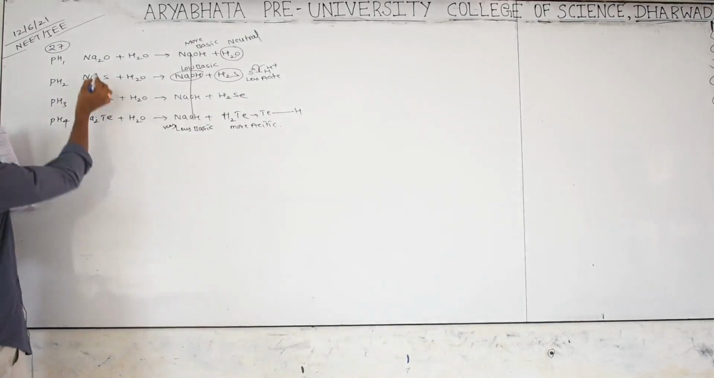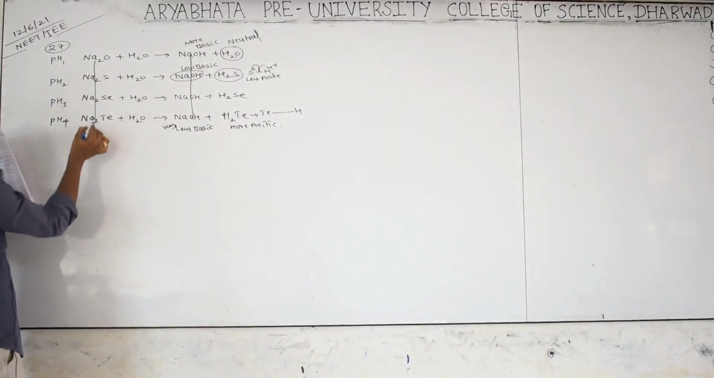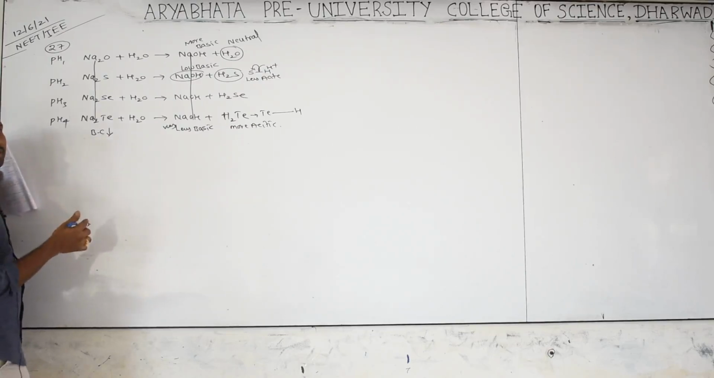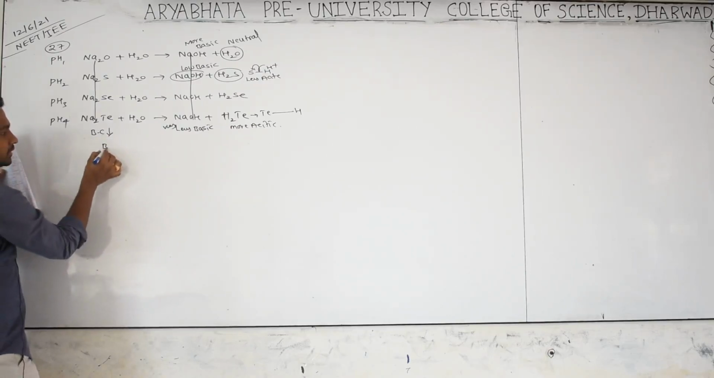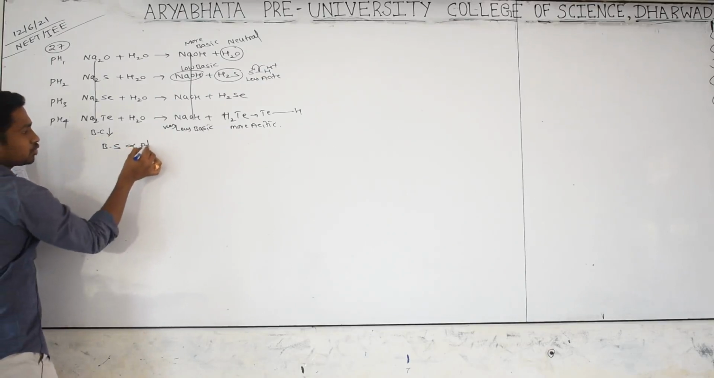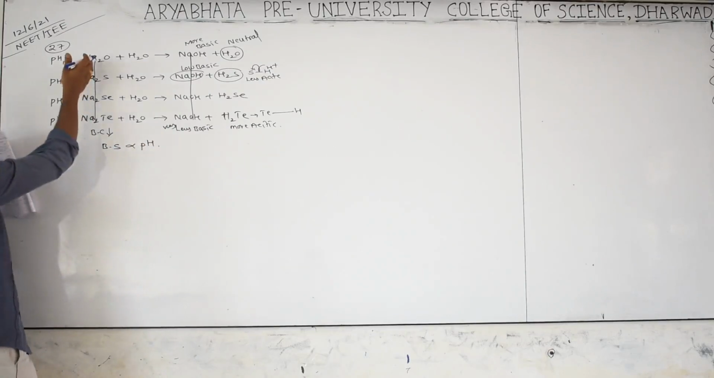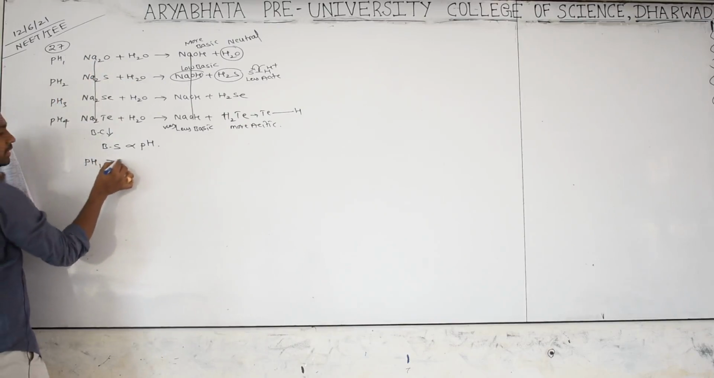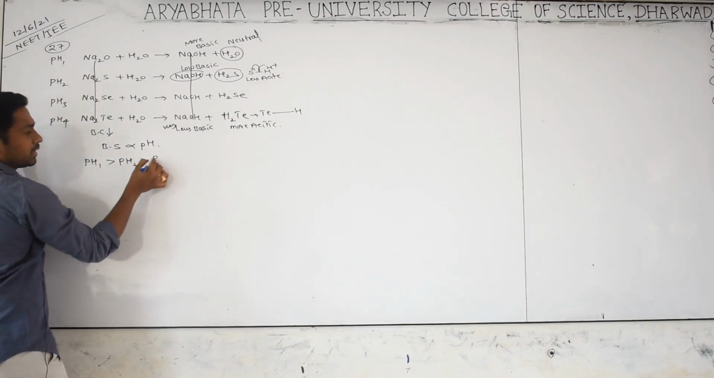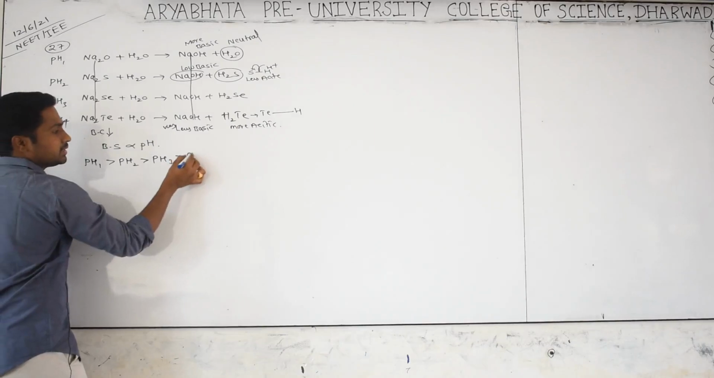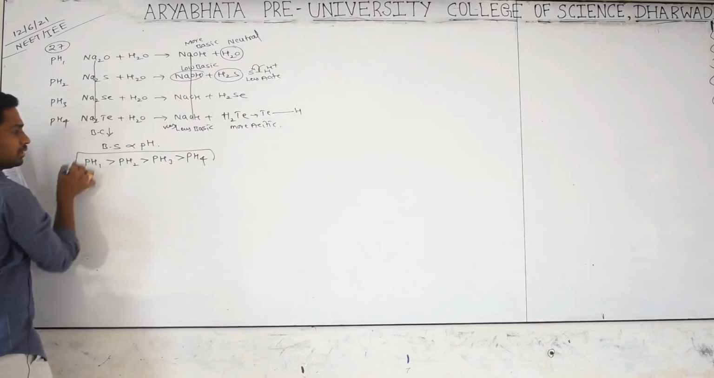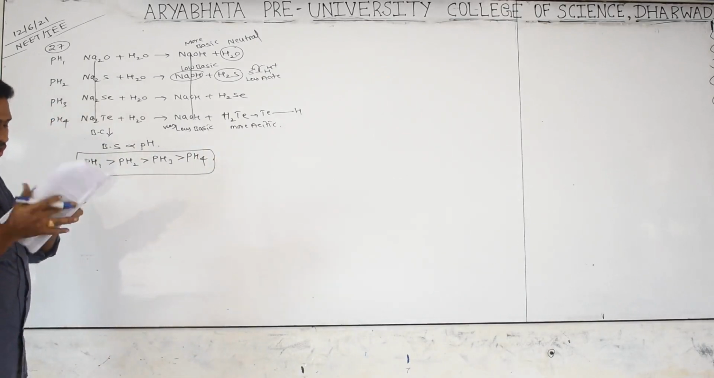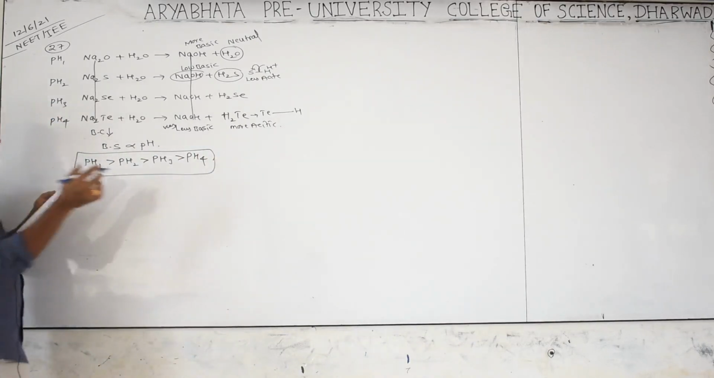Now from here to here, basic character is decreasing. What is the relation between pH and basic character? Basic strength is directly proportional to pH. More basic strength, more pH. That's why pH1 is greater than pH2 is greater than pH3, and the least is pH4. So check what option it is. The very good question. The option is the first one.